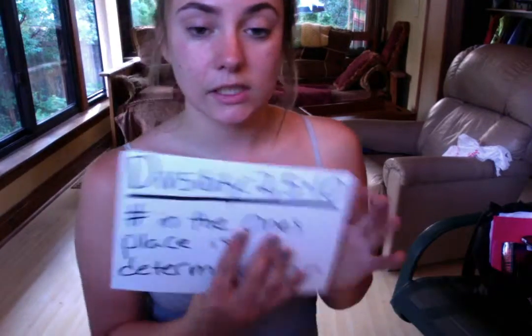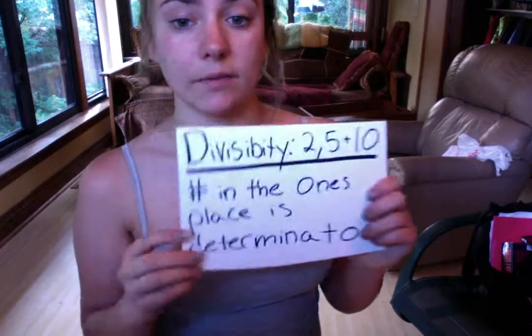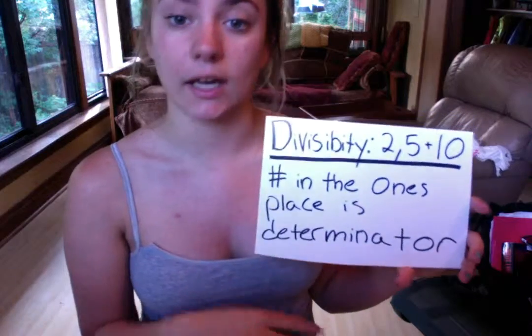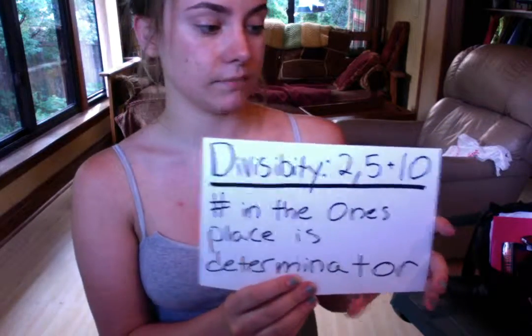Now I'm going to teach you some divisibility rules. These are rules which can be applied when working with big numbers, so you don't have to go through any long division math to figure out your answers. Our first rule is the divisibility of 2, 5, and 10. In this rule, you look at the ones place to determine if it is divisible by these numbers.